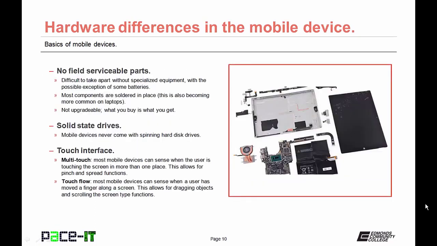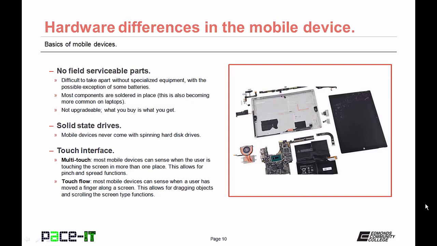Now, one of the first differences in mobile devices is they usually don't have field serviceable parts. And because of that, they're difficult to take apart unless you have specialized equipment. Most of the components that make up a mobile device are soldered in place. Unfortunately, that's becoming more common in some laptops, especially the Ultrabooks. Also, with a mobile device, they are not upgradable. What you bought is what you get.